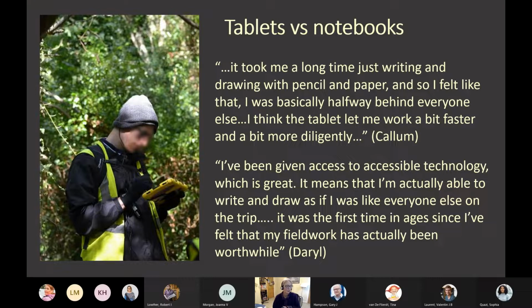And these two comments from Callum and Daryl really illuminate the impact that it had for them.